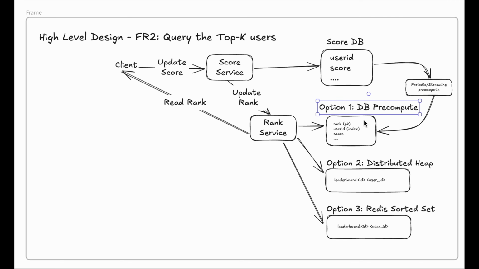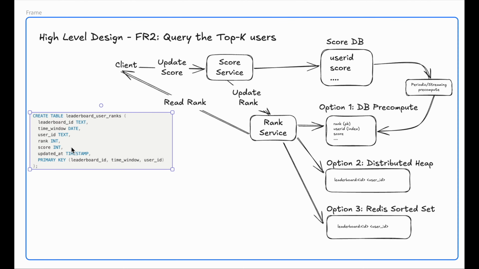Here's how the data flows. After a player submits a score, the score service writes to the score database as before. It also notifies the rank service, which coordinates rank updates across the system. Then, at regular intervals, a periodic or streaming job runs to compute the current rankings. This job calculates the top K users per leaderboard, as well as each user's rank. The computed result is stored in a table like this.